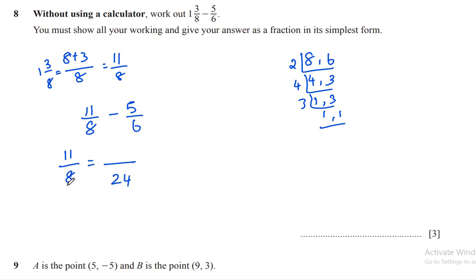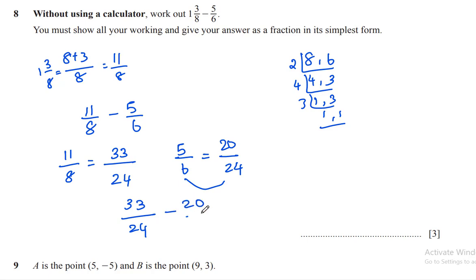I'm going to convert 11/8 into a 24th fraction. 8 into 3 gives me 24, and in the same way 11 into 3 gives me 33. Then 5/6, I'm going to convert this also to a 24th fraction. 6 into 4 gives me 24, so 5 into 4 is 20. So instead of 11/8, I'm going to write 33/24 minus 20/24.